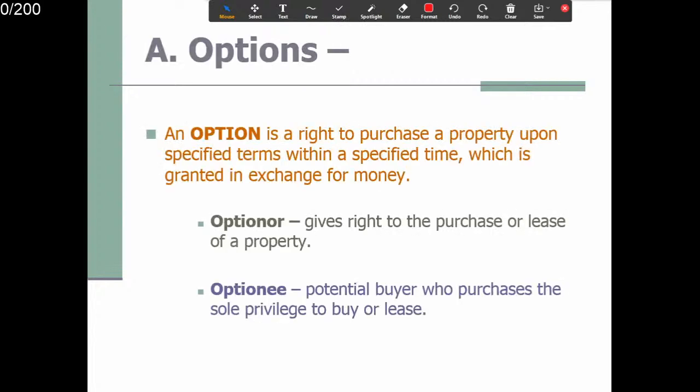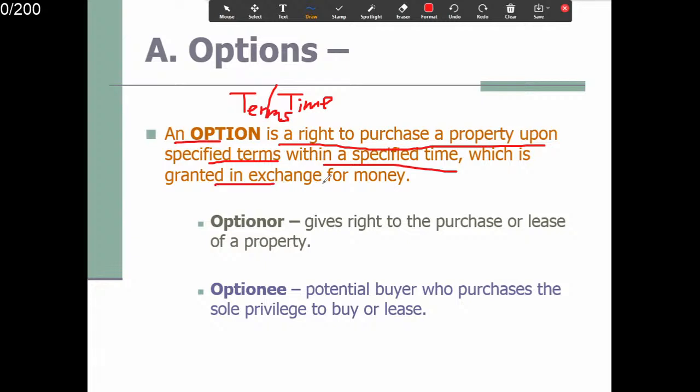Alright, purchase option. What does that mean? An option 有选择，OK。An option is a right to purchase a property upon specific terms within a specific time. OK，它有条件，还有 timing。OK，term and time, which is granted in exchange for money. Okay.